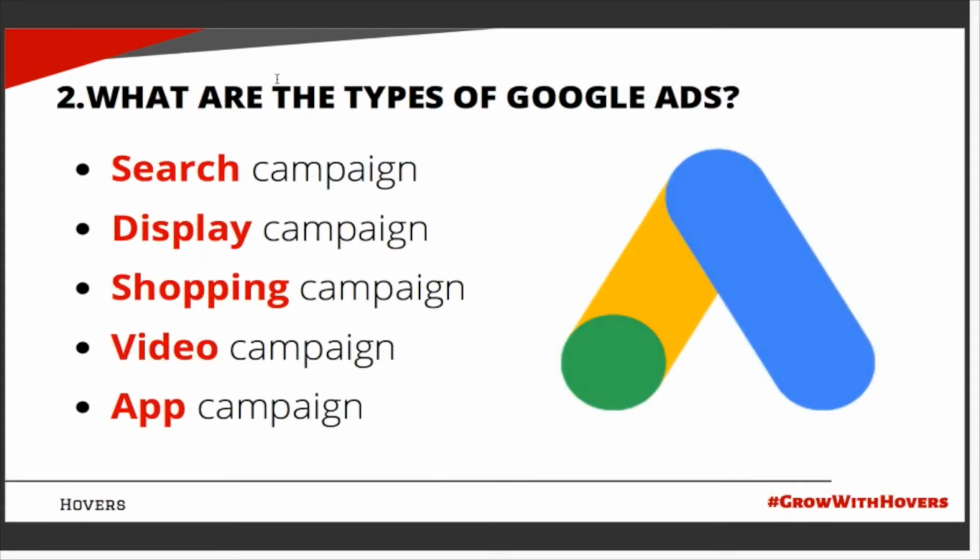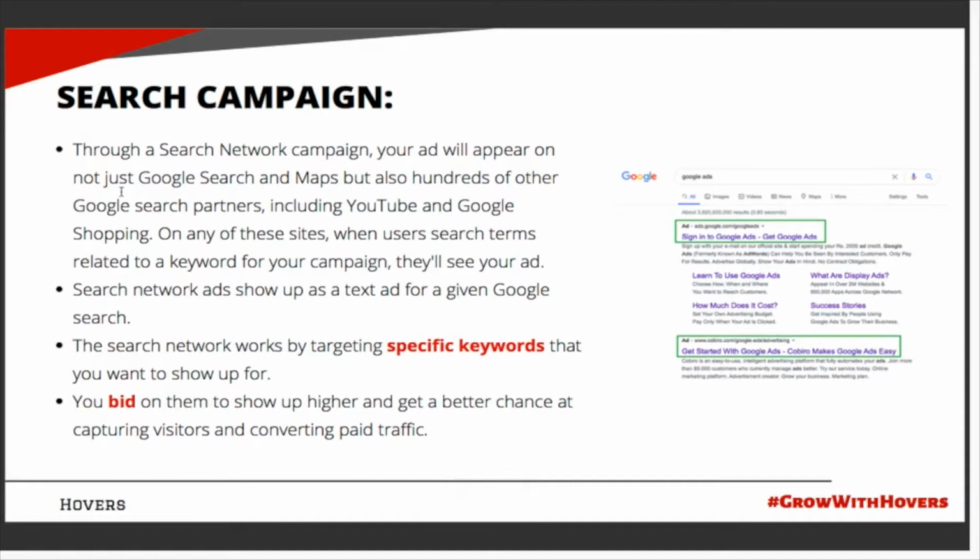Now let's see what the different types of Google ads are. There is a search campaign, display campaign, shopping, video, and app. Out of all of these, shopping is the most recent one and something that we should look out for in the future. Now let's see what a search campaign is.